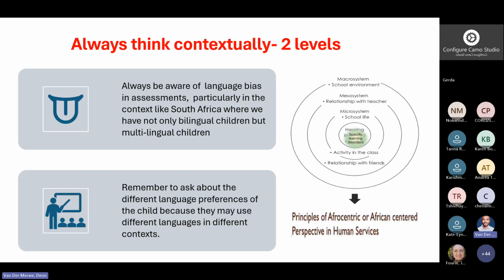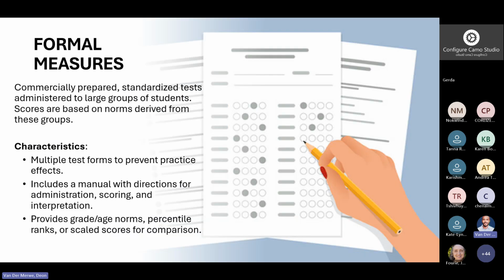Therefore, we need to keep in mind that a learner exists in context. And so always be aware of language bias in assessments, particularly in a context like South Africa, where there are not just bilingual children, but also multilingual children. Also remember to ask about the different language preferences of the child, because they may use different languages in different contexts, depending on the child that you are currently working with.